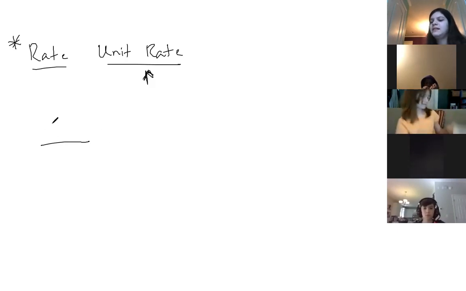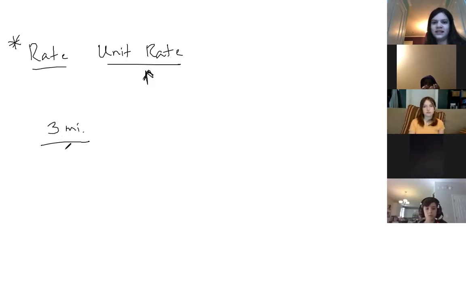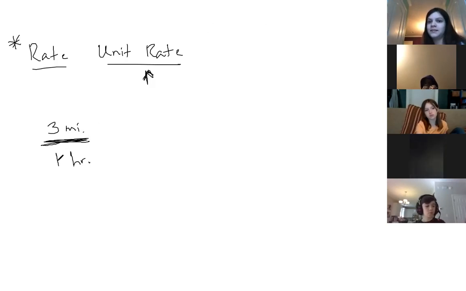Three. I don't know. Well, give me a specific measurement. 3 what? 3 miles. 3 miles per or over. This is a ratio. What's the other unit? What's the other measuring unit we want to compare it with? Remember, a ratio is a comparison of 2 things. So we're comparing miles and what? 1 hour. Sure. Let's do hours. Okay. So we can go 3 miles per 1 hour.